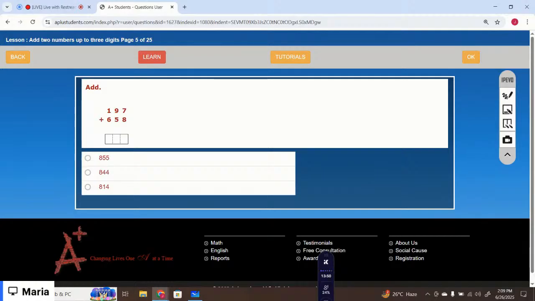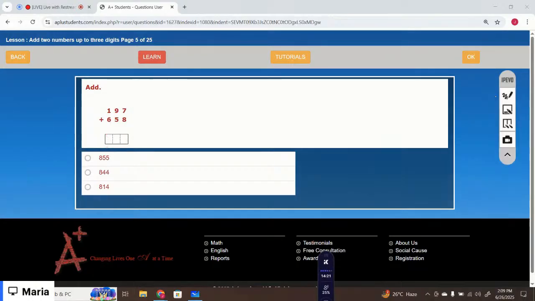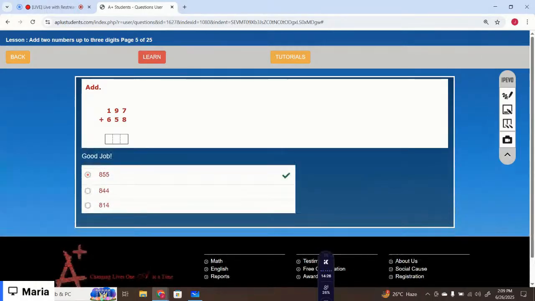That is 197 plus 658. Start adding from the last digit. So 8 plus 7 makes 15. Write 5 and carry 1. 9 and 1 is 10, and 5 is 15. Write 5 and carry 1. 1 and 6 is 7, and 1 is 8. That is 855. That is option number 1. Option number 1 is the correct option.